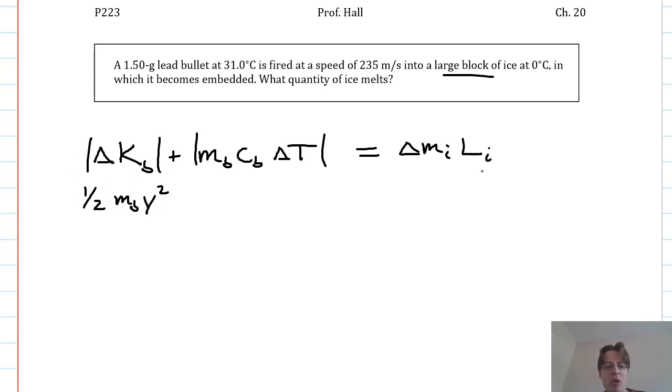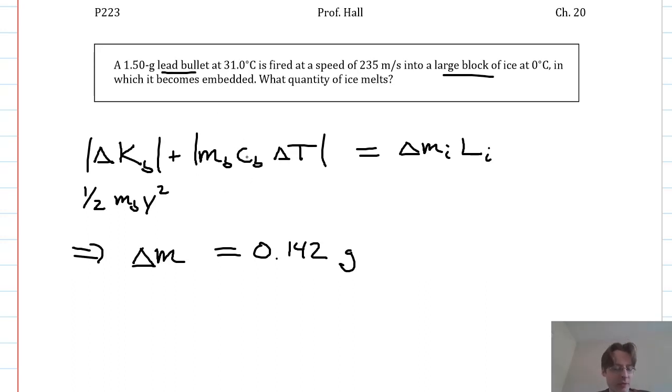But the point is, it's now plug and chug. I can now solve for delta M. And I find that it is 0.142 grams. To get the number, I had to look up the value of C for lead.